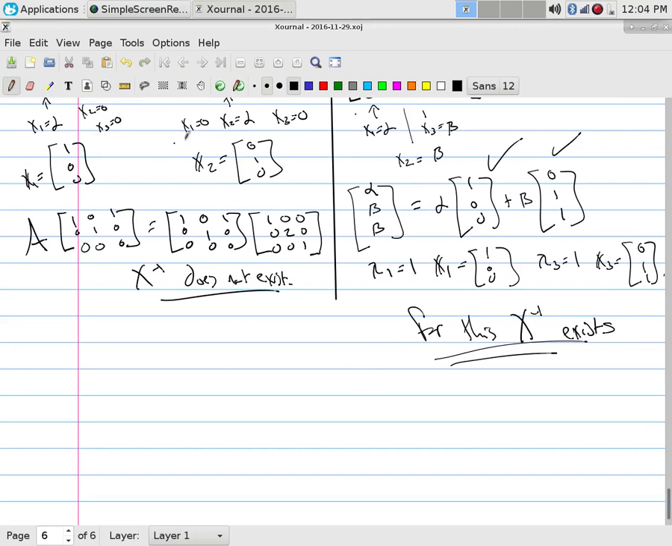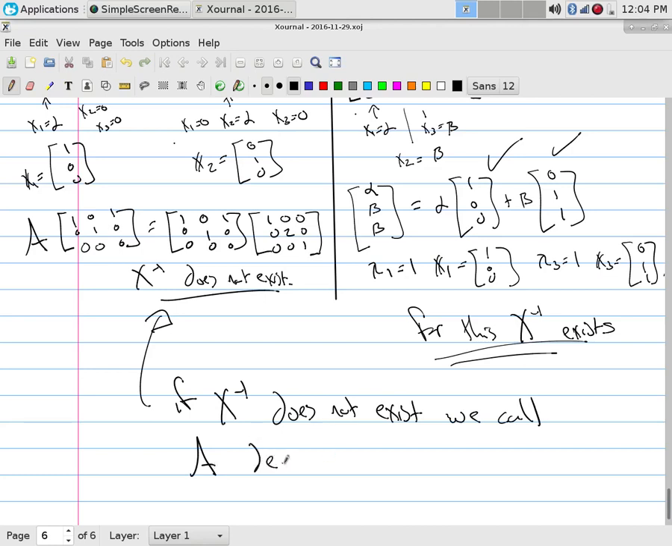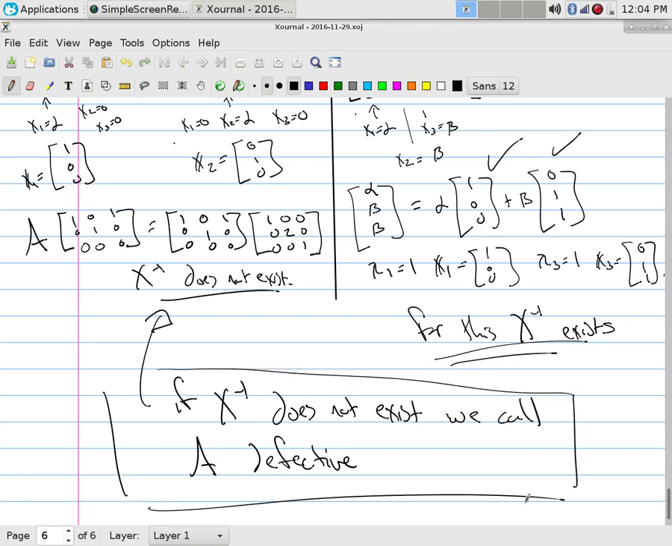If this happens, if x inverse does not exist, we call matrix A defective. Which is going to occur when you have multiple roots, right? You have eigenvalues that are non-distinct, and you don't get enough eigenvectors that are independent. And if that's true, your original matrix is called defective.